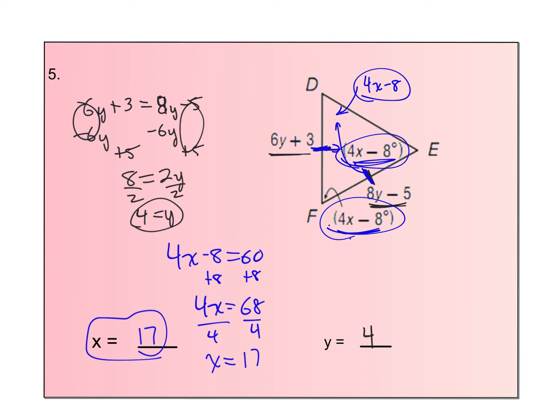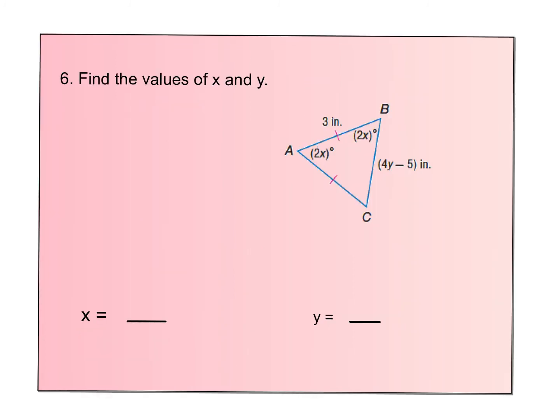Okay, so how did I know that? Well, they told me that that's 4x minus 8. They also told me this is 4x minus 8, this angle E here. But because those two sides are equal, I can go across. So if E is 4x minus 8, then D is as well. That's also going to be 4x minus 8. Okay, let's take a look here.